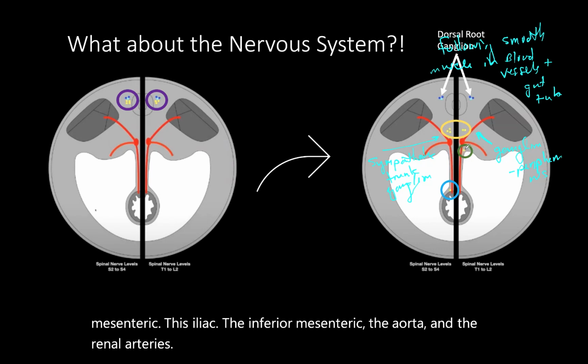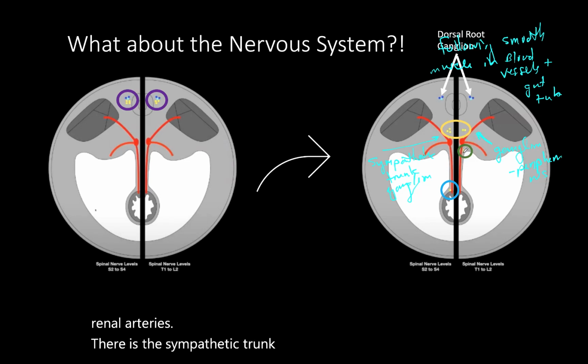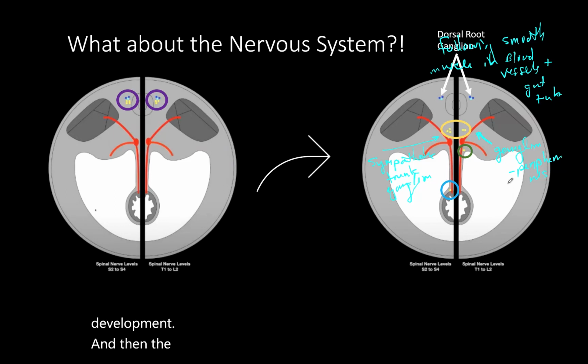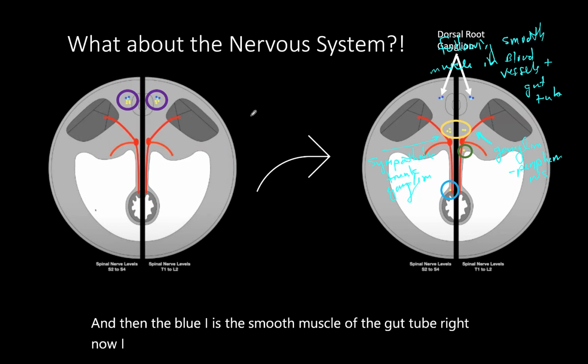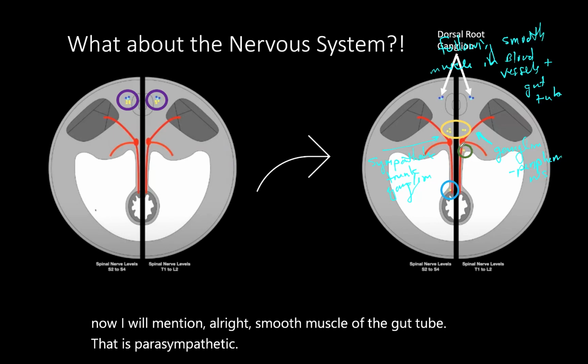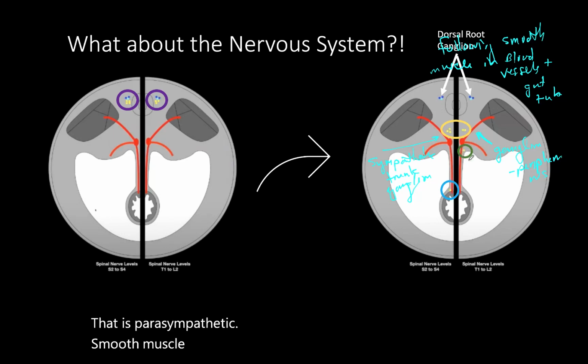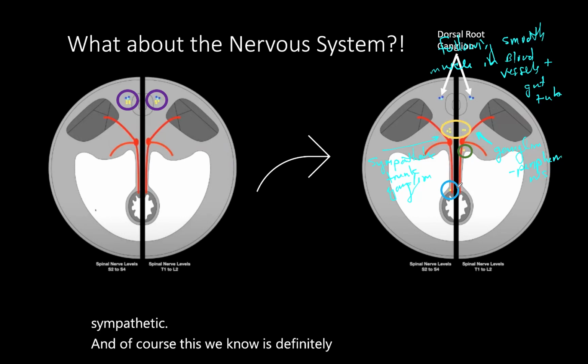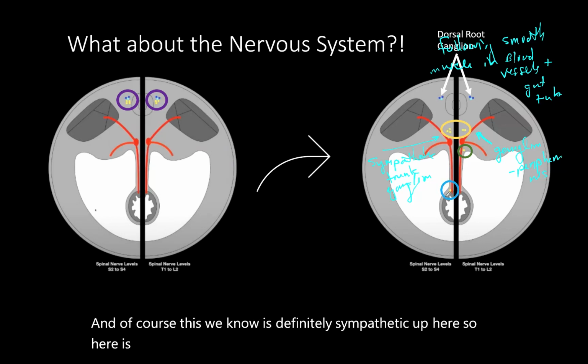There is the sympathetic trunk ganglion of the peripheral nervous system. There are the cells that are going to be driving that development. And then the blue is the smooth muscle of the gut tube. All right, now I will mention, smooth muscle of the gut tube, that is parasympathetic. Smooth muscle up here of the arteries and the veins, that is sympathetic. And of course, this we know is definitely sympathetic up here. So here is your parasympathetic nervous system beginning to take root. Here is your sympathetic and your sympathetic.